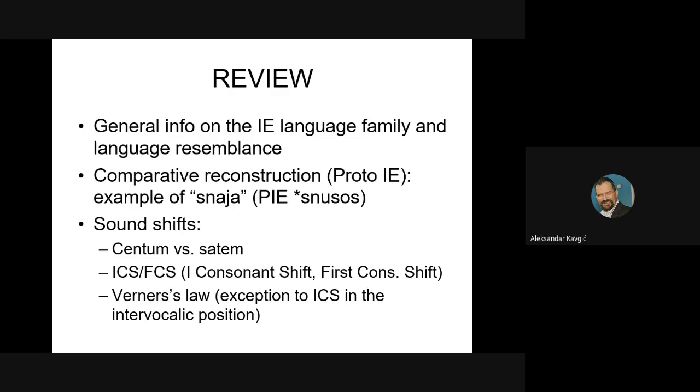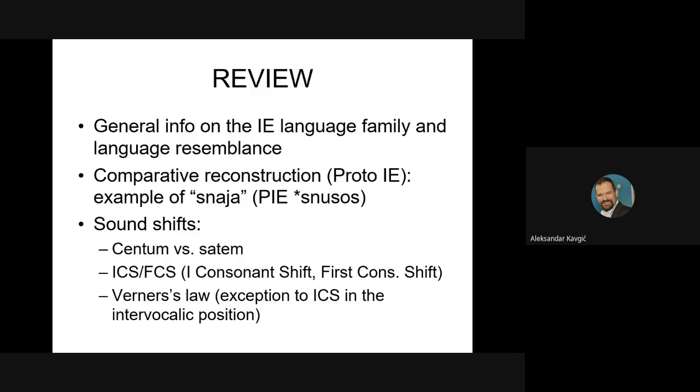So, review. We talked about the Indo-European language family and what language resemblance actually means. You saw how comparative reconstruction works, and we got the original forms, and then we introduced the two main shifts, the centum-satem shift, which created two large groups within the Indo-European family. Centum languages are Western languages, satem languages are Eastern languages. So Slavic languages, for example, are in the satem group.